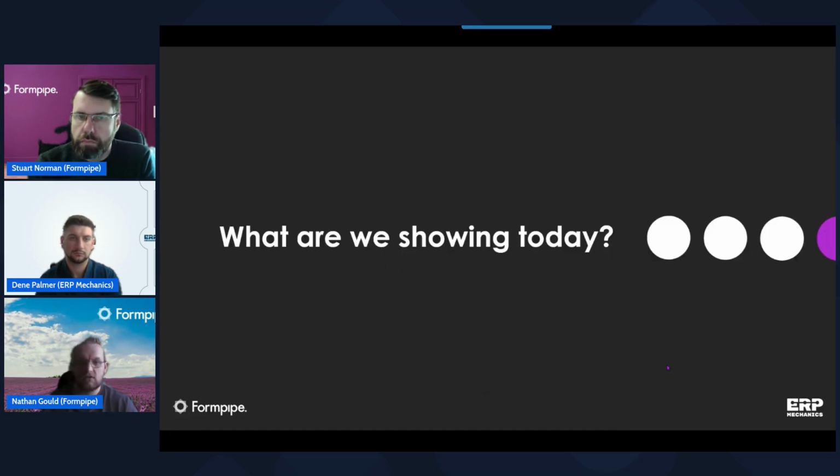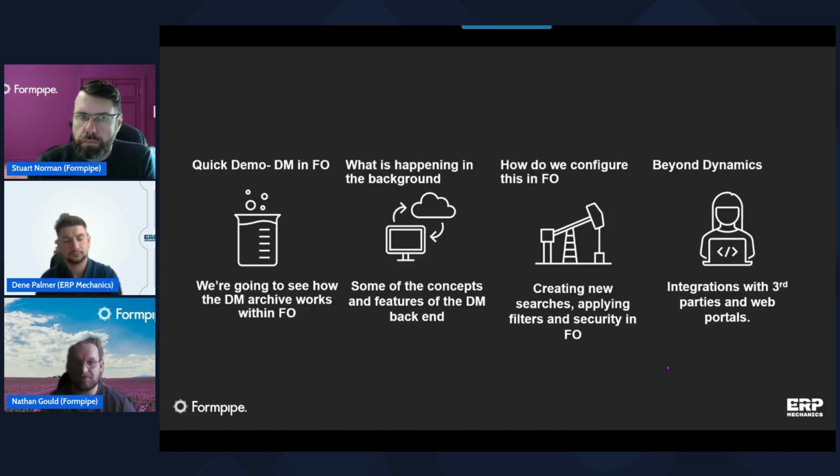So that being said, what is it I actually want to show today? Now I'm going to look at 4 key things. First thing we're going to do is click the buttons in finance and operations and see how this would work for an end user. Then we're going to have a little look under the hood, see what's happening in the background, go into DM and show some of the key concepts and some of the setup that's available in there, and then move back into finance and operations and show how we reference that stuff from DM in FO, how we set up our searches and security around it.